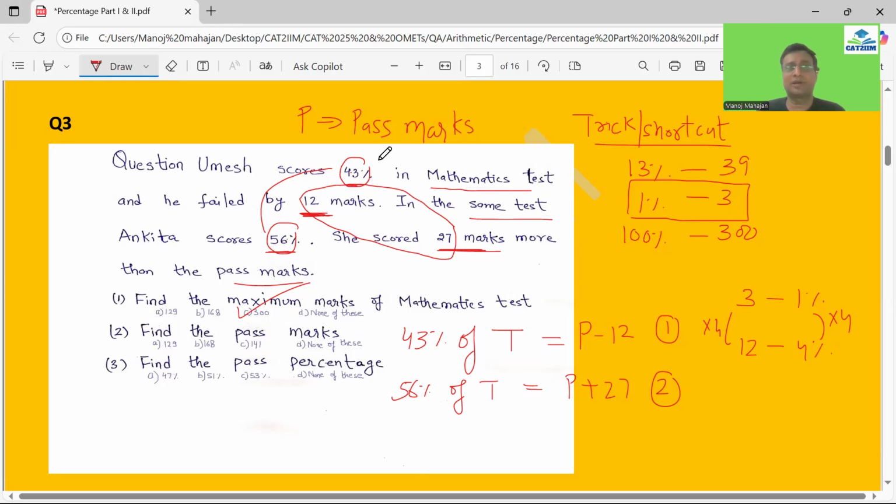So when he was getting 12 marks below the pass marks, the percentage was 43%. So in 43, if I add 4, I would get the pass percentage, that is 47%. So that is your option number A out here. And to get the pass marks, you know that 1% is equivalent to 3. So 47% would be nothing but 47 into 3. If I do the calculation, this would be 141, which is your option number C. So I just wanted you to learn this super trick so that wherever you can apply, you should do it rather than making the equations.